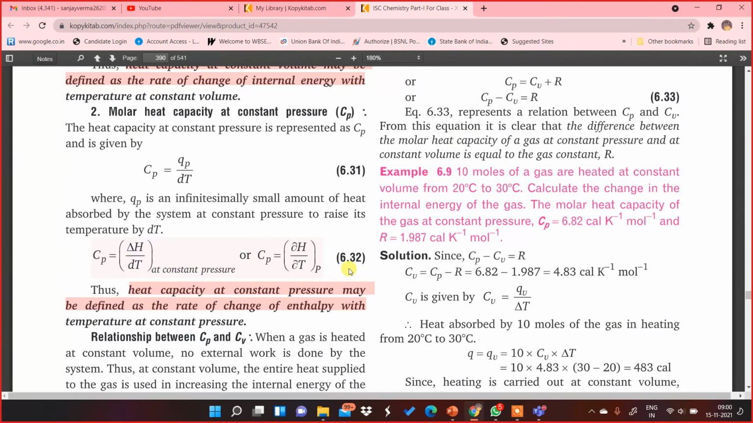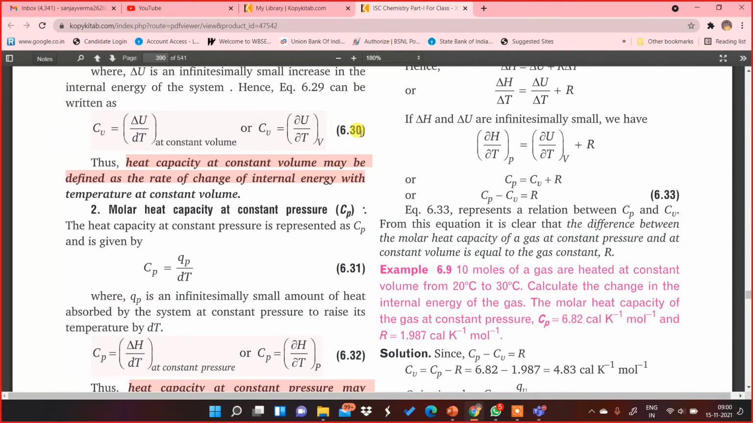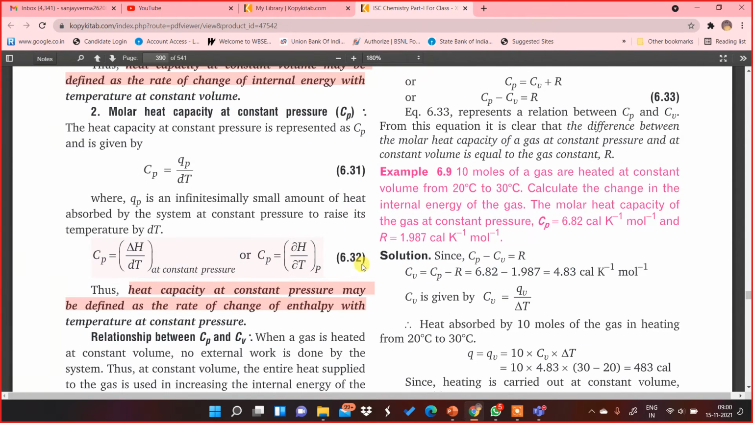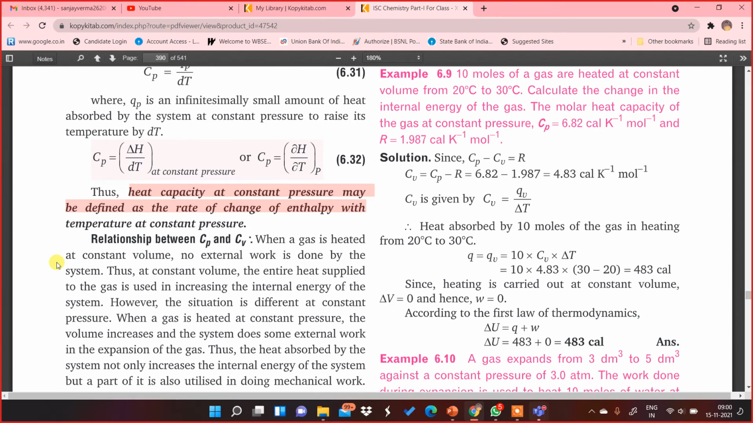Now, by having a knowledge of equation 6.30 and 6.32, it is possible to work out a relationship between Cp and Cv, because we know Cp stands for molar heat capacity at constant pressure and Cv stands for molar heat capacity at constant volume.